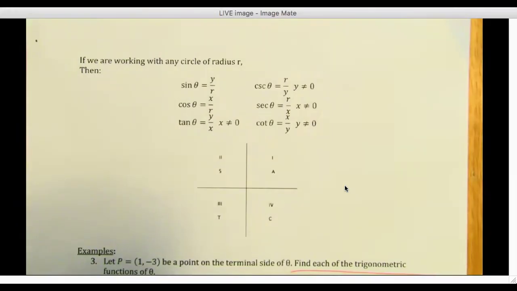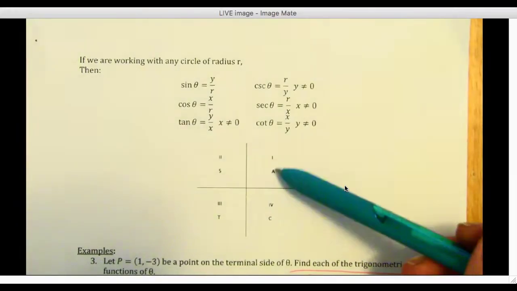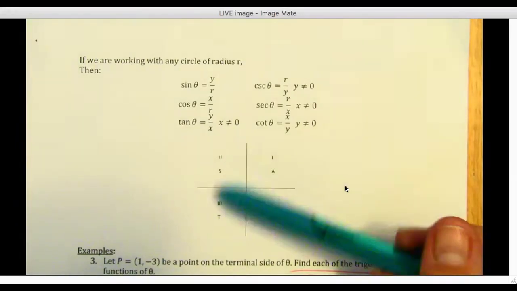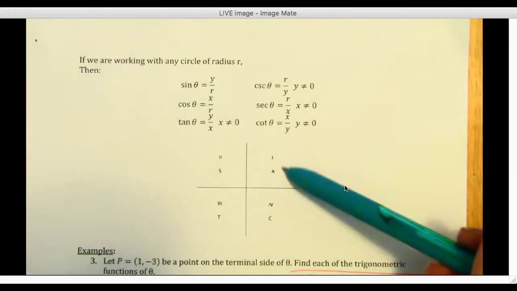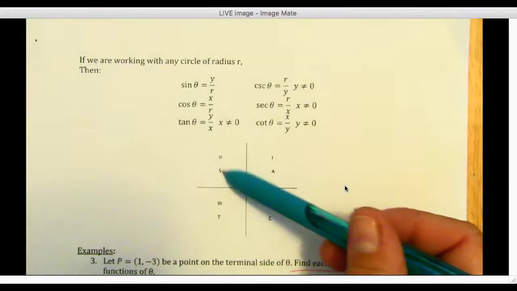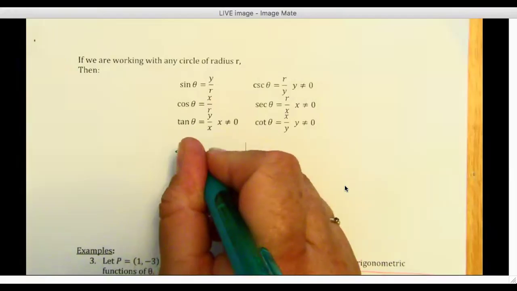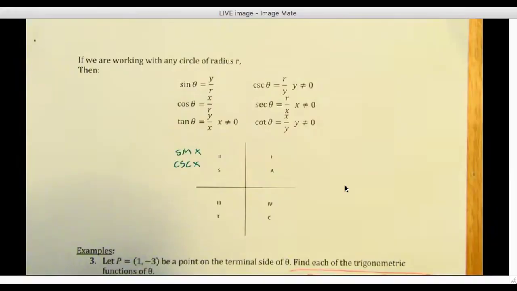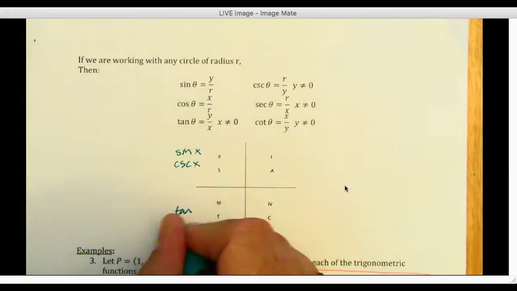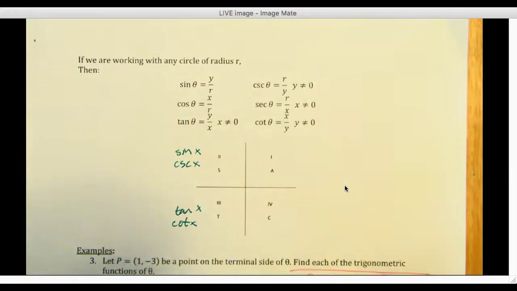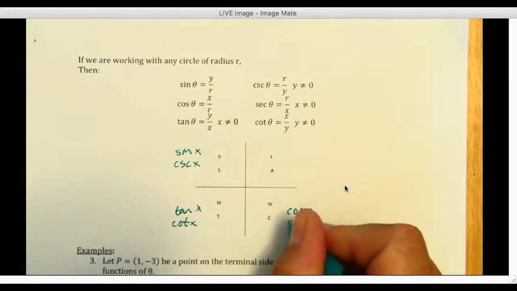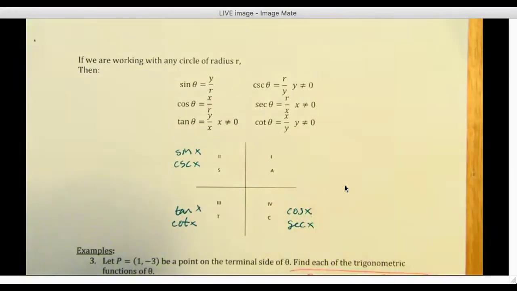So we can also just recall real quickly that in our coordinate plane here, this is quadrant 1, quadrant 2, 3, and 4. And then all of the trig functions are positive here. Sine and its reciprocal, so sine of x and cosecant of x, are positive here. The rest of them are negative. Tangent and cotangent are positive in quadrant 3, and the rest of them are negative. And then cosine and secant are positive in quadrant 4. And then here it's all of them. All 6 are positive.